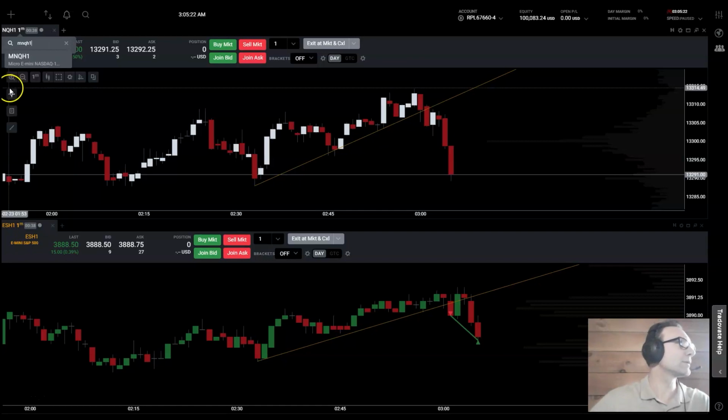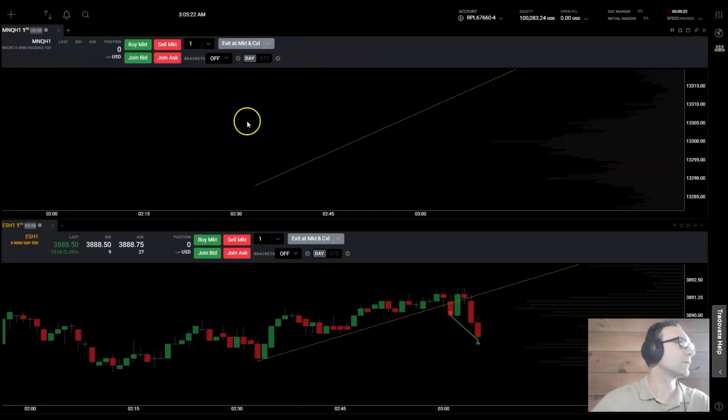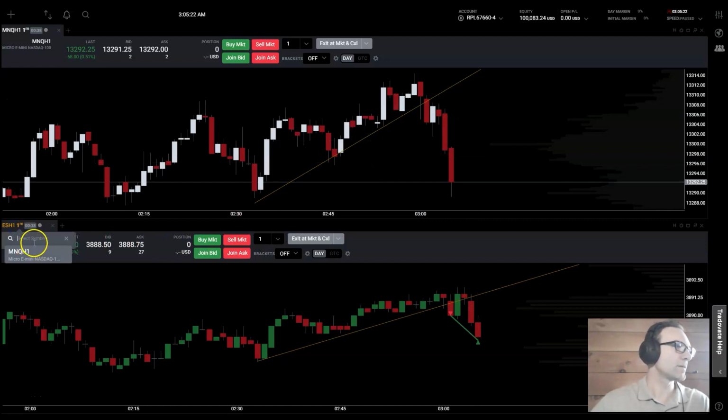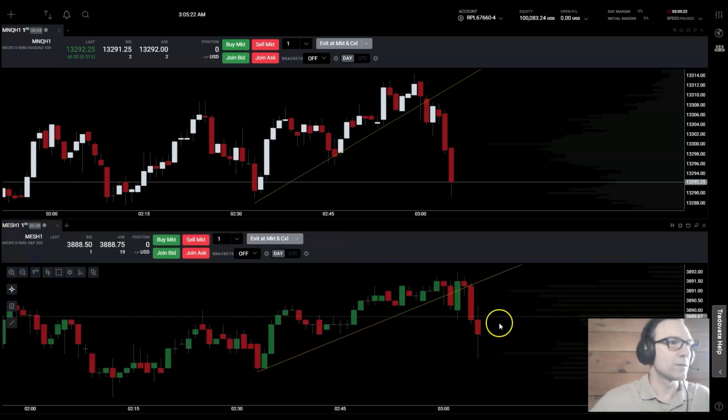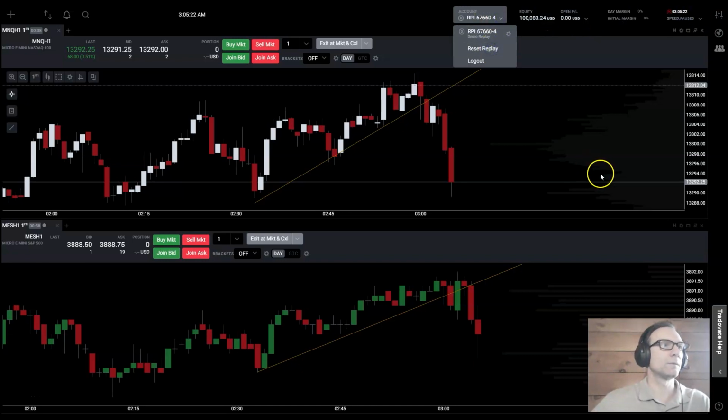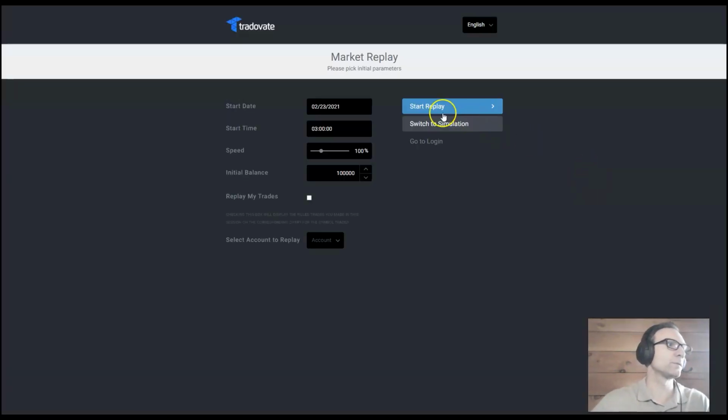MNQH1, here it is. And then, as you can see, it's going to be pretty much the same. And this is the MESH of 21, which is right there. So let's do the same scenario, and we'll go back and we'll reset this account to get that same position.